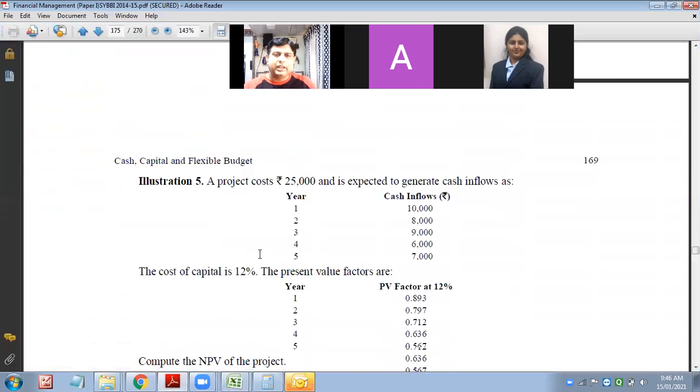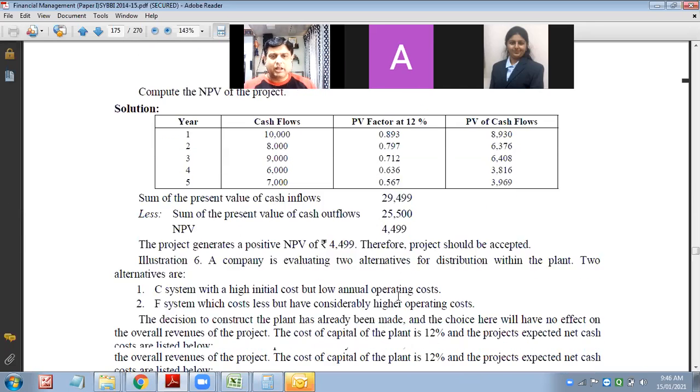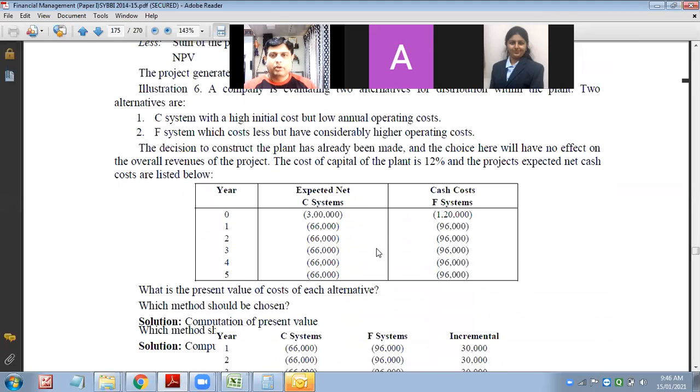So likewise, in this question now you can practice. Same answer you got. Slight here and there is no problem. Chalta hai. Okay, now there are two projects, C system and F system. So we will be doing this question after this break and you immediately join. So today this entire syllabus will be over.